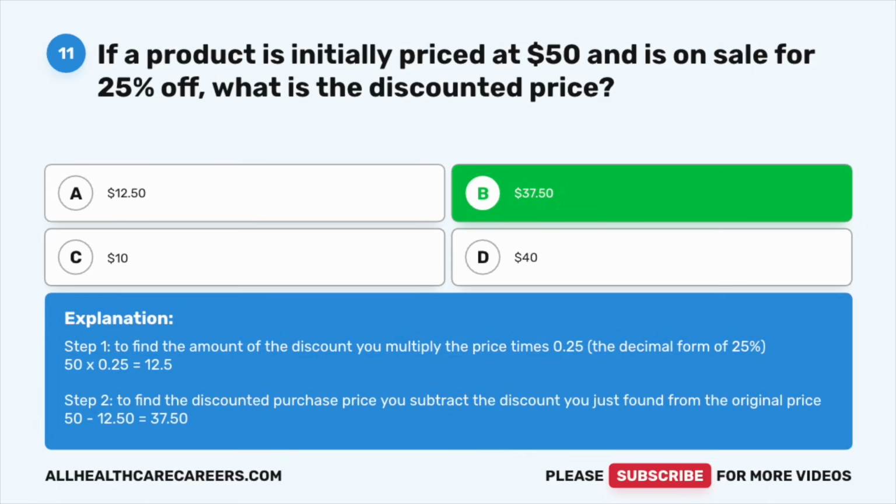Step 1. To find the amount of the discount, you multiply the price times 0.25, the decimal form of 25%. 50 times 0.25 equals 12.5. Step 2. To find the discounted purchase price, you subtract the discount you just found from the original price. 50 minus 12.50 equals 37.50.